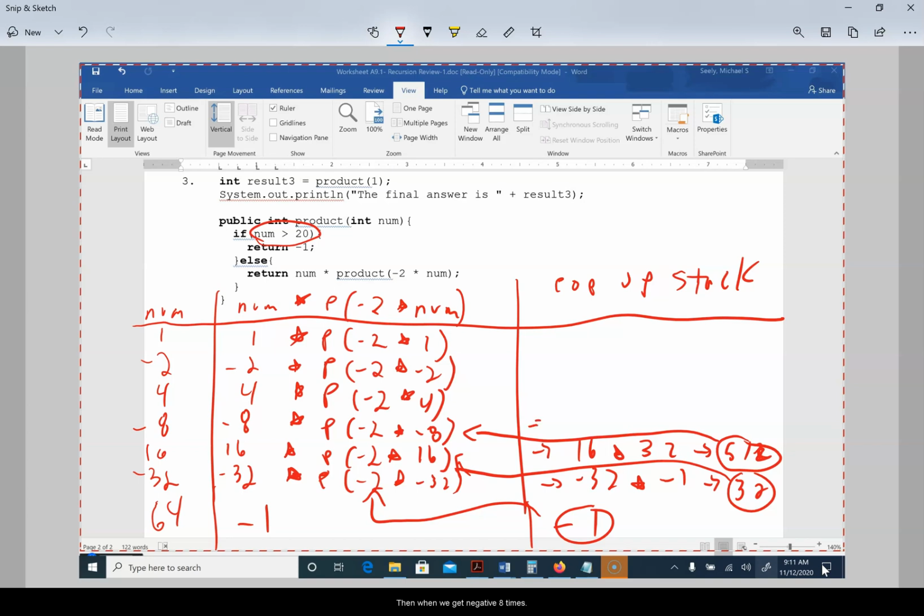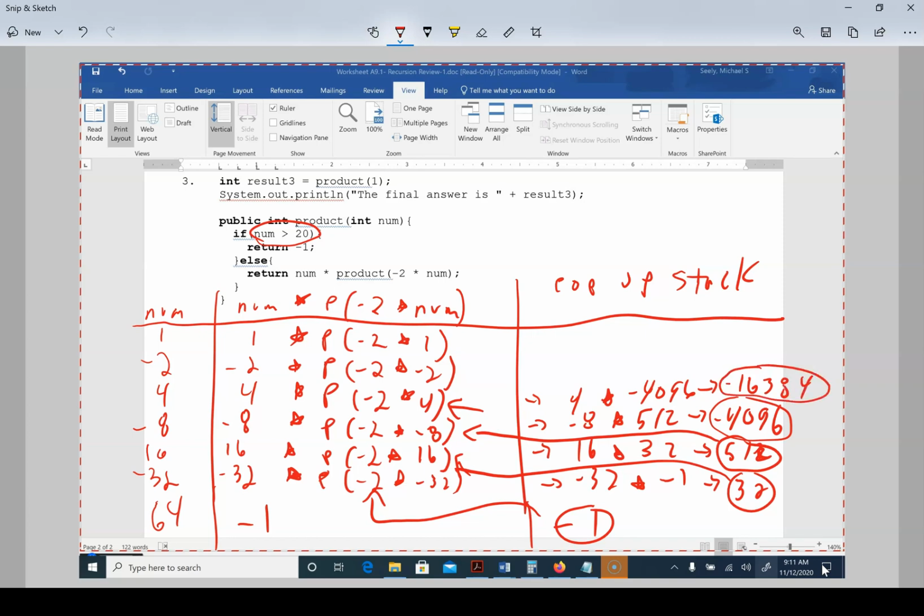So then what do we get? -8 times 512. That gives us -4096. That gets plugged in here. So then we get 4 times -4096, which is -16,384. That is passed into there.